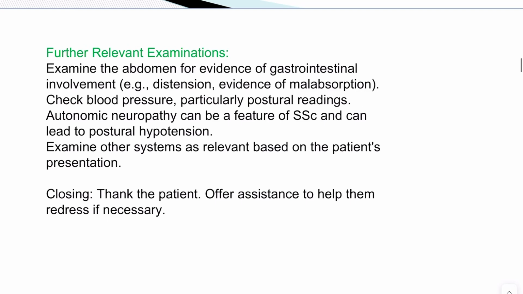Further relevant examination, we examine the abdomen for evidence of GI involvement, maybe some distension there. Check the blood pressure, particularly the postural reading. Autonomic neuropathy can be a feature of systemic sclerosis and can lead to postural hypotension. And examine other systems as relevant based on the patient presentation. I'm going to thank the patient and offer assistance to help them redress if necessary.